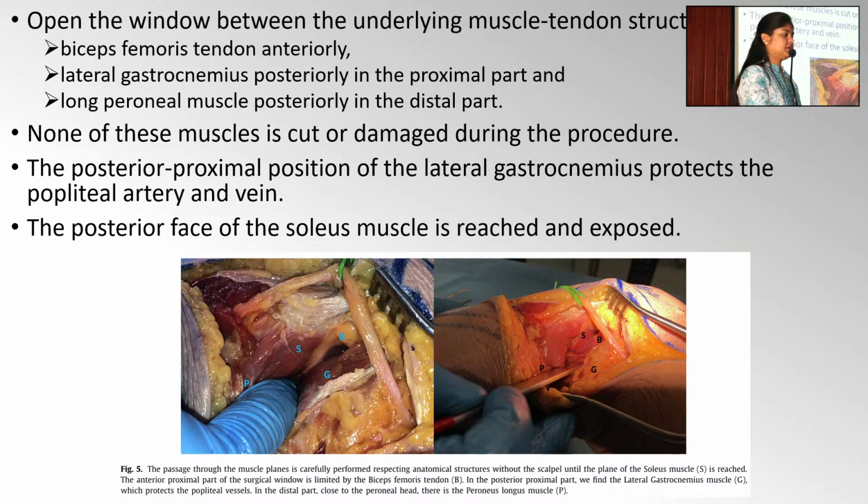So open the window between the underlying muscle tendon structures, that is the biceps femoris tendon anteriorly, the lateral gastrocnemius posteriorly in the proximal part, and the long peroneal muscle posteriorly in the distal part. None of the muscles is cut or damaged during the procedure. The posterior proximal position of the lateral gastrocnemius protects the popliteal artery and vein. The posterior face of the soleus muscle is reached and exposed.